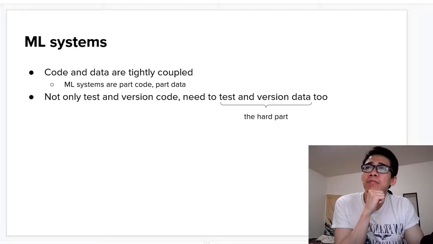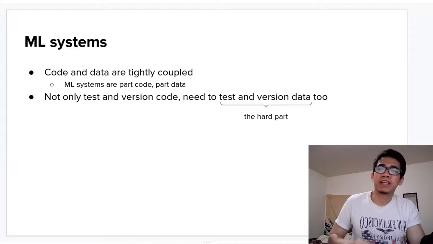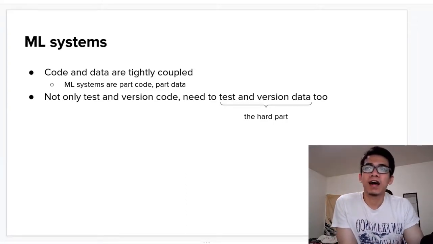Actually, ML systems are part code, part data, and it's important maybe to test and version data, but it's not correct to say that the code and data are tightly coupled. It can be misinterpreted. A principle in software development is that we want to keep each component as independent from each other as much as possible, and highly shareable. So for example, you can imagine we can develop multiple ML systems that share the same code base.